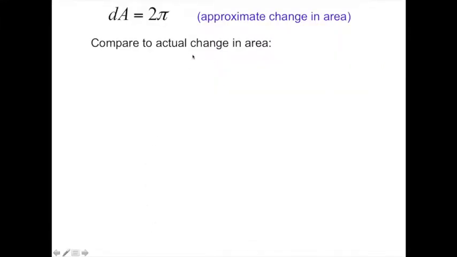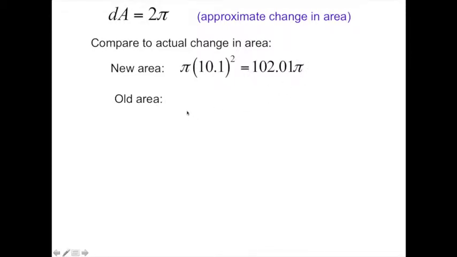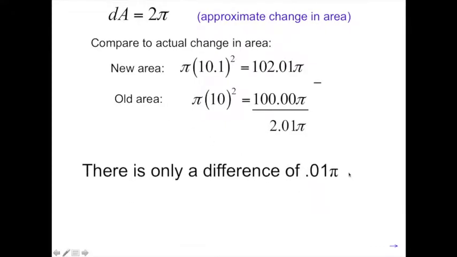If we look at the actual change in area, we know that the new area is pi times 10.1 squared, because if we have a change of 1/10 in our radius, our new radius is 10.1. And so there's our new area. Our old area is pi times 10 squared. And so our actual change here is 2.01 pi. So our actual change is just a little bit bigger than our differential. So again, this differential is an approximation, just like that linear approximation is an approximation. Okay, so there's a difference of 1/10 pi.